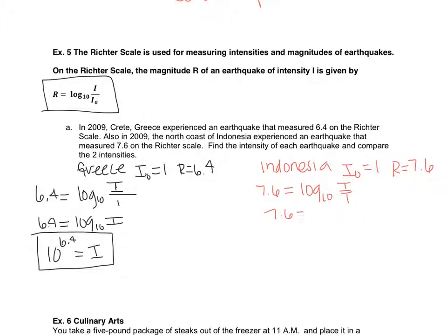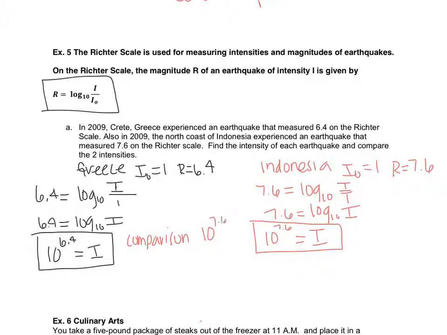So 7.6 equals log base 10 of I, and then change that to exponential form. So we've got 10 to the 7.6 equals I, and that's for the one in Indonesia. Now what it's asking us to do is to compare the two intensities. So for the comparison, I'm actually going to find the ratio. So I'm going to do 10 to the 7.6 over 10 to the 6.4 and see what that gives me.